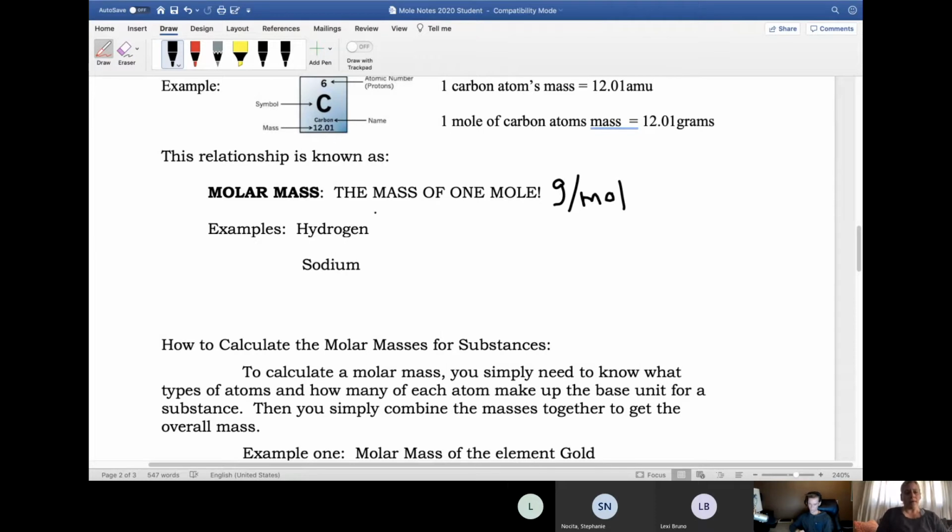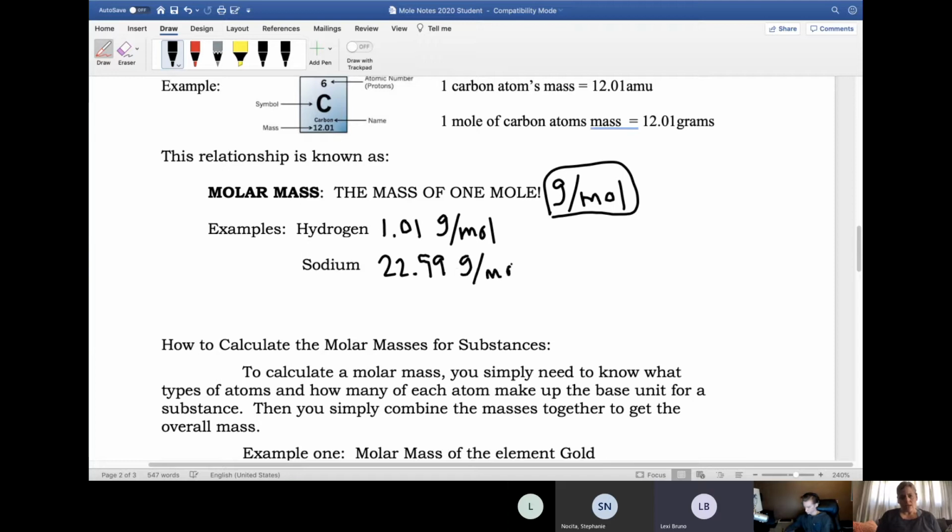So give me the molar mass of hydrogen. Stephanie, can you give me the molar mass of hydrogen, please? 1.01. That's a naked number. What unit should go on it? AMU. Not AMU. If it's the molar mass, it's grams per mole. It's how many grams there are per 1 mole. Does that make sense? What about sodium? Lexi, can you give me the molar mass of sodium? 22.99 grams per mole. Good.